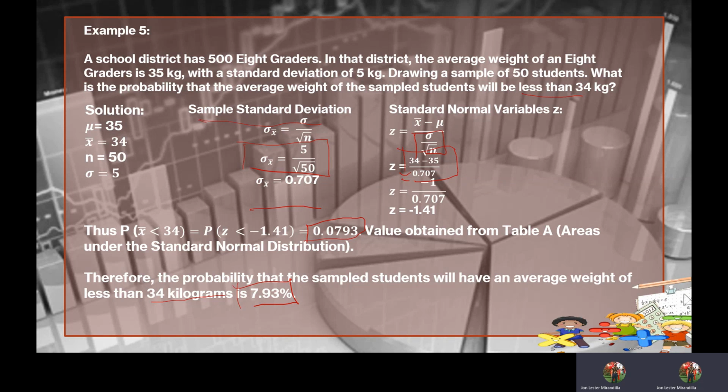I-identify muna yung ating mean, population mean, sample mean, yung ating random variable n, or yung ating samples, and yung ating standard deviation. Then, kunin natin yung standard normal variable z, or yung value ng ating z-score, and hanapin natin yung values ng z-score natin sa ating z table, makukuha natin yung probability na pinapakuha sa ating z-score.